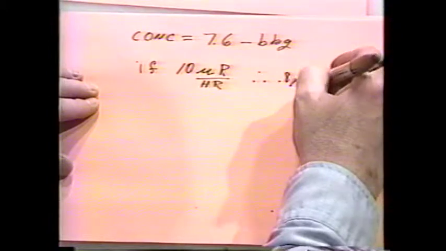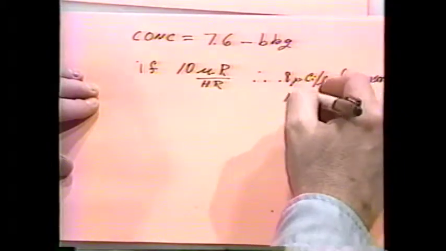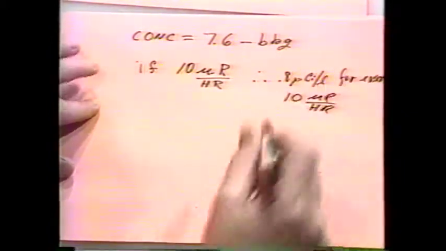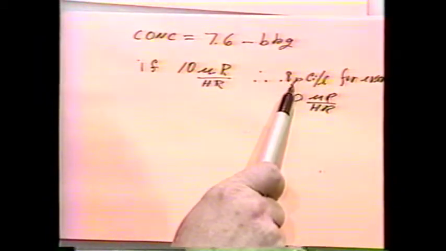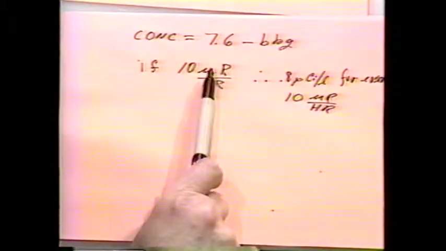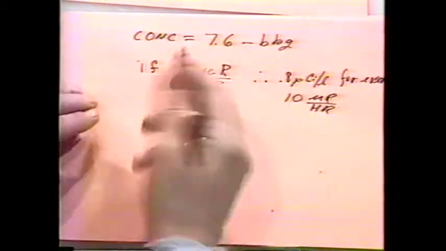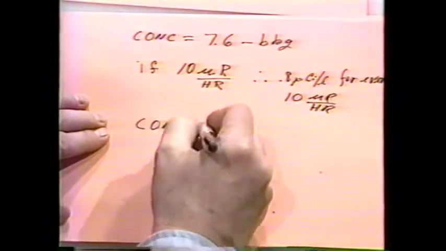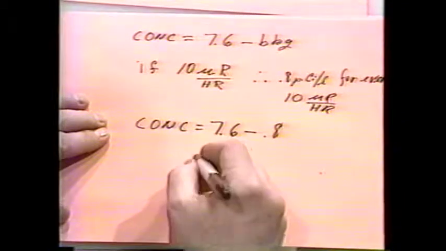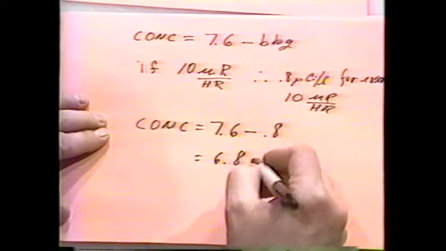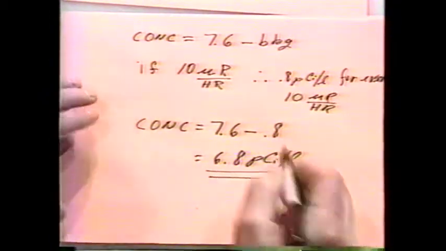picocuries per liter for every 10 microroentgens per hour. In other words, we're getting 10 microroentgens per hour, so we're going to subtract off 0.8 picocuries per liter. If we had 20 microroentgens per hour, we'd subtract off twice this. And so our concentration then becomes the 7.6 minus the background, which is 0.8, leaving us with 6.8 picocuries per liter. And that's our resultant concentration.